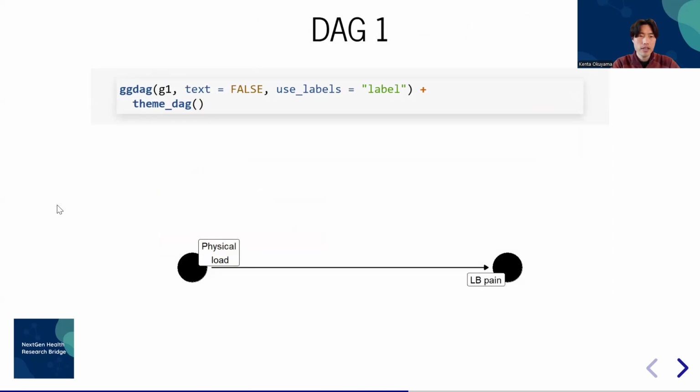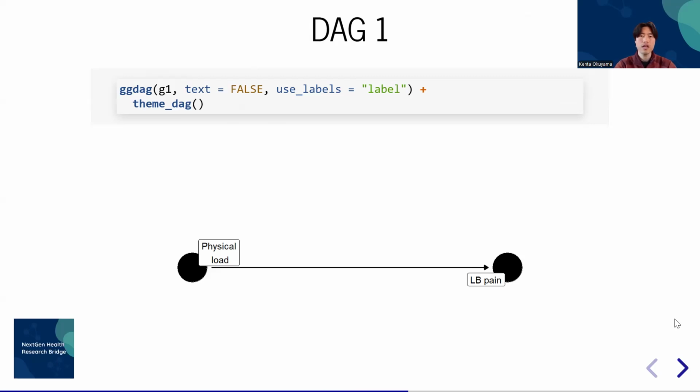Then we can plot it with this ggdag function. G1, the DAG object that we have created. The text equal false argument is to hide the variable names, such as pload and LBP, but instead show the labels that we have defined.